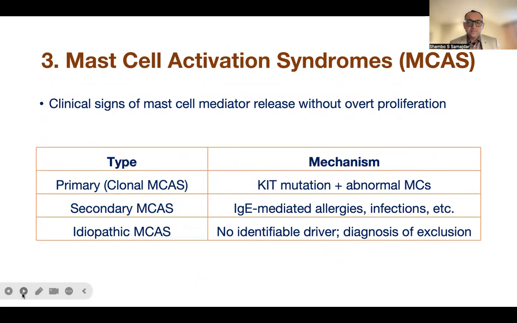Coming to this part, mast cell activation syndrome: clinical signs of mast cell mediator release without overt proliferation. It could be primary, the clonal mast cell activation syndrome, where the KIT mutation will be there with abnormal mast cells. The secondary, generally, we see in case of different types of IgE-mediated disorders, allergies, infections, etc., and very rarely certain oncologic conditions, cancers, can also cause this secondary mast cell activation syndrome.